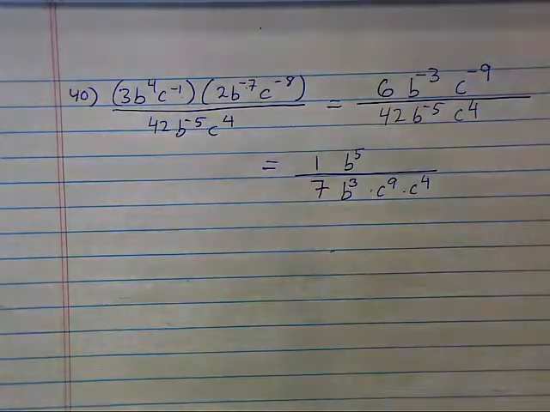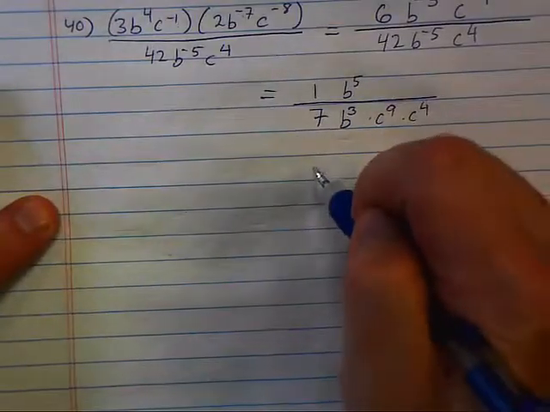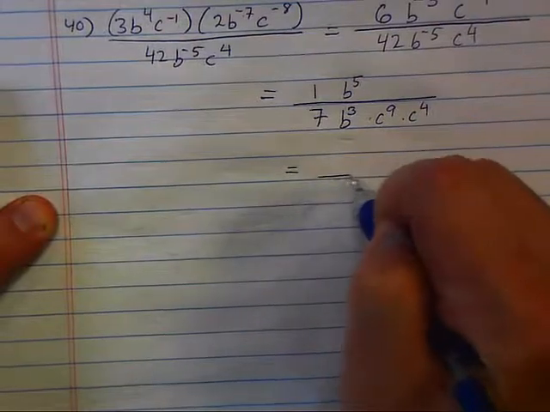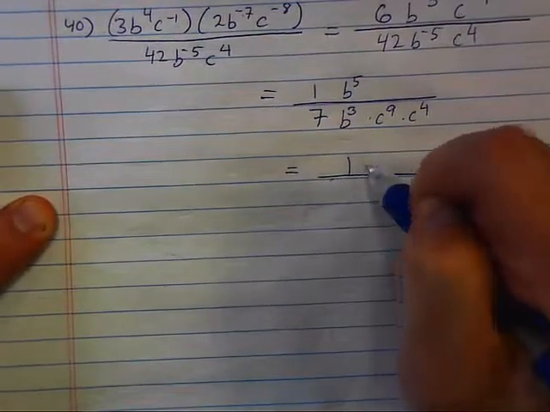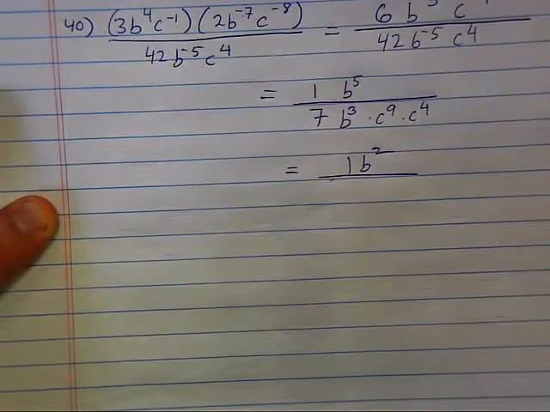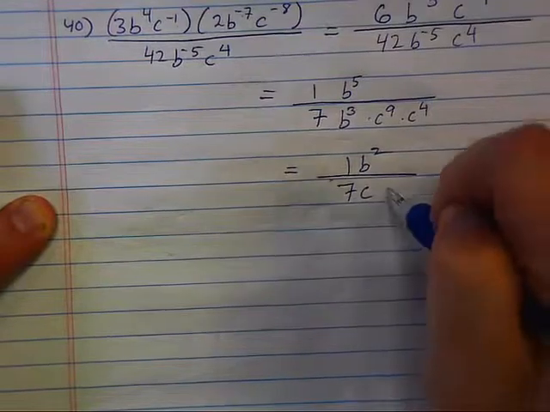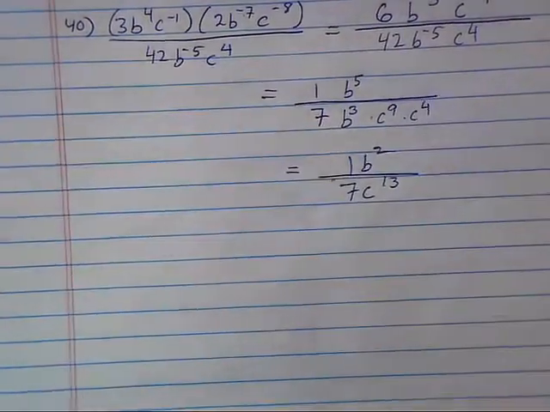So again, I personally think it's a real good idea to get rid of all the negative signs. Much less chance of you making an arithmetic mistake after that. So when we're all done, we're going to have 1 b squared, right? 5 minus 3 is 2. And then on bottom, I've got a 7 c to the 13. There's my answer.